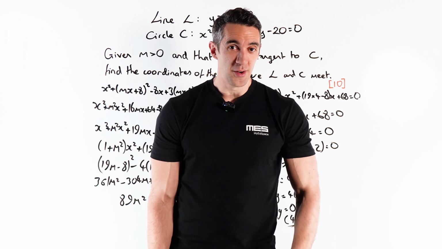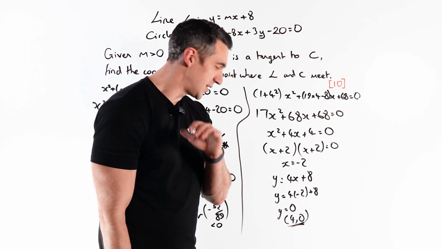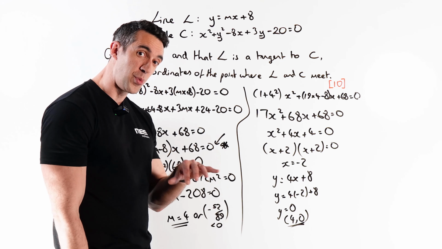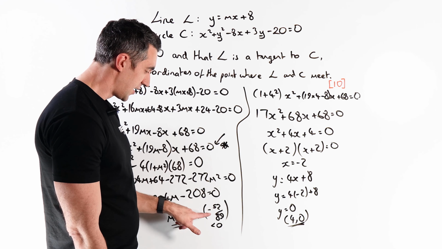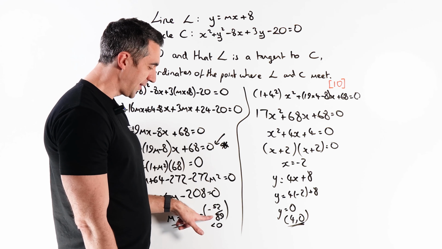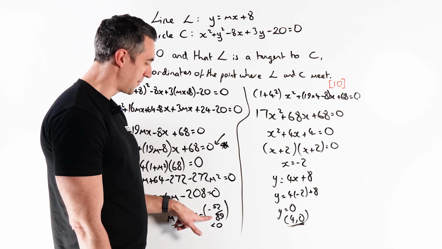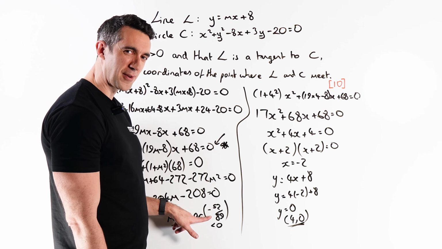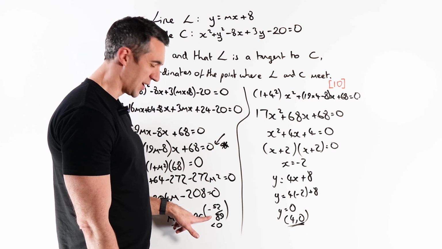So let me know how you got on. I'll tell you what, here's your challenge for you. Let me know in the comments if you can find out where the other point of intersection would be if we used minus 52 over 89 as our value for m. Have a go at that one if you want a challenge.